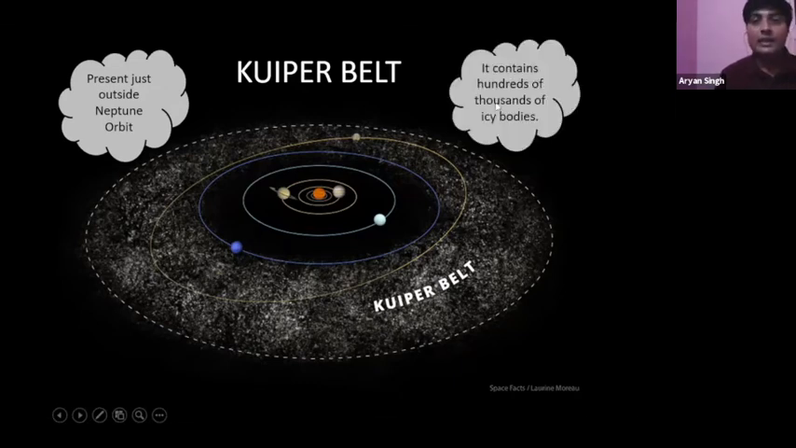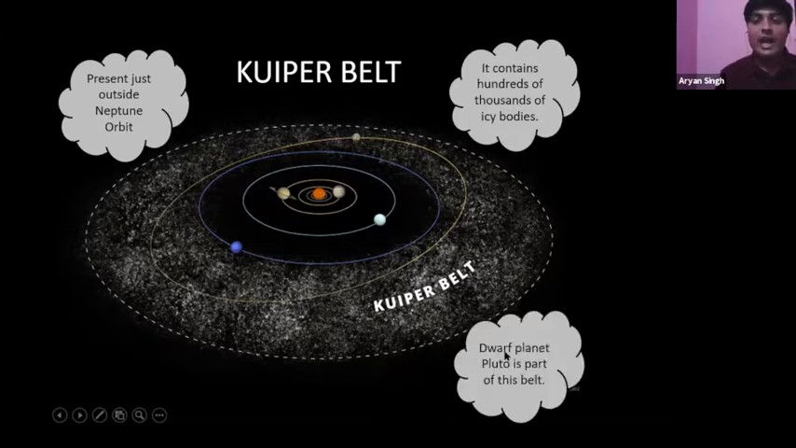Okay, it contains hundreds of thousands of icy bodies, clearly visible. We cannot count how many icy bodies are here. And the dwarf planet Pluto. Somebody's already asking where is Pluto. So this yellow-colored orbit that you're watching is the orbit of Pluto. We do not count it among the planets. We call it a dwarf planet because there are some properties a planet needs to follow, and Pluto does not follow one of those rules. So Pluto is actually present in the Kuiper Belt. It is right over here.